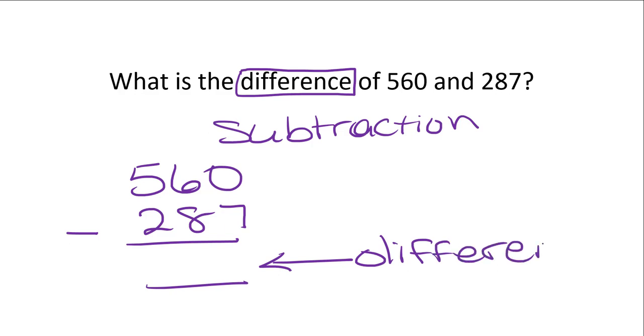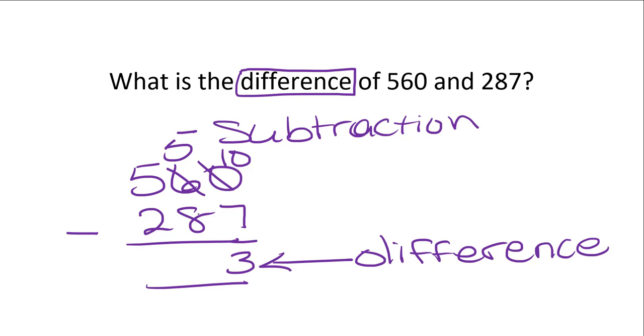So let's find the difference. So 0 minus 7, we can't do that. We have to regroup. So the 6 becomes a 5, and then the 0 becomes 10. 10 minus 7, that would give me 3.